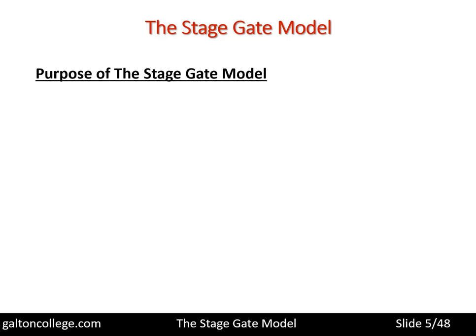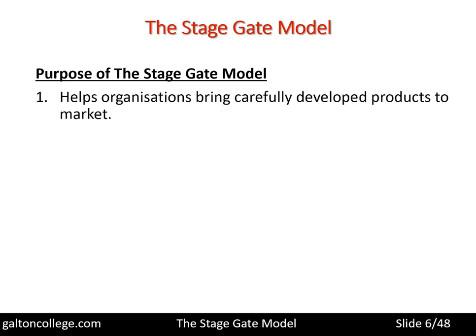Now, the purpose of the stage gate model, well, it helps organizations to develop products and bring the products to market. It's a very logical and sequential view of the development of the project, starting with nothing, starting with an idea, and moving all the way to the final part, which is the finished product, which goes on the market. So it's very sequential, it's very logical, it's set out.